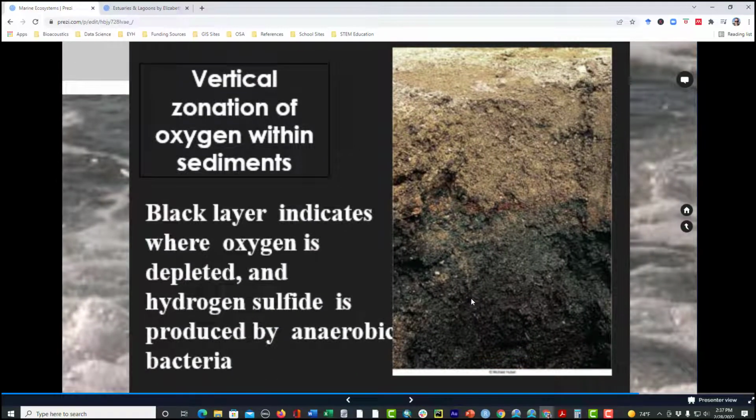Finally, we have vertical zonation of oxygen within the sediments. You can determine that by taking a sediment core and looking at regions that have something called a black layer, which is where oxygen is going to be depleted, and hydrogen sulfide is produced by anaerobic bacteria. So the color of that sediment is going to give you clues as to what the oxygenation level is as well.